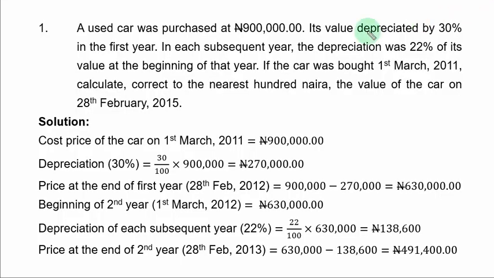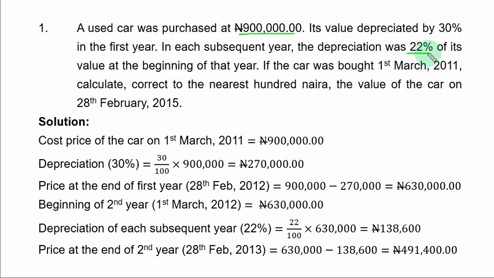Question 1. A used car was purchased at 900,000 naira. Its value depreciated by 30% in the first year. In each subsequent year, the depreciation was 22% of its value at the beginning of that year. If the car was bought 1st March 2011, calculate correct to the nearest 100 naira the value of the car on 28 February 2015.